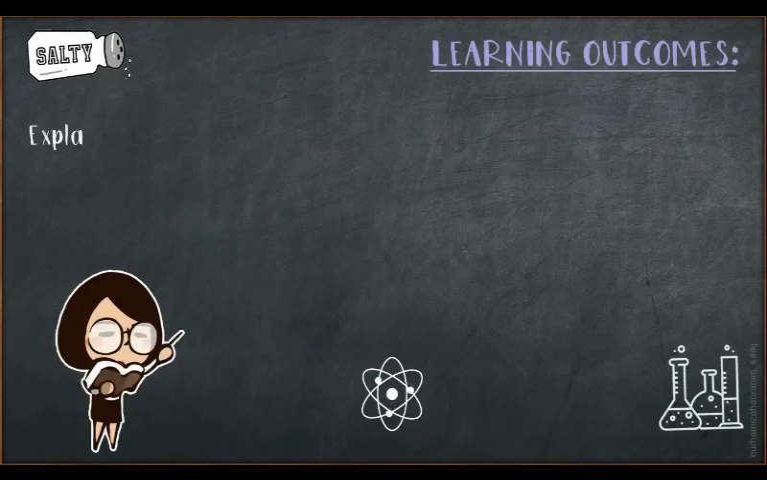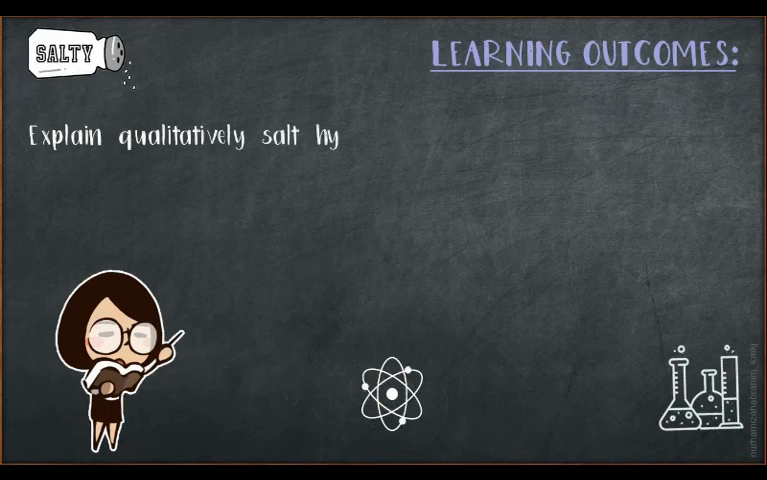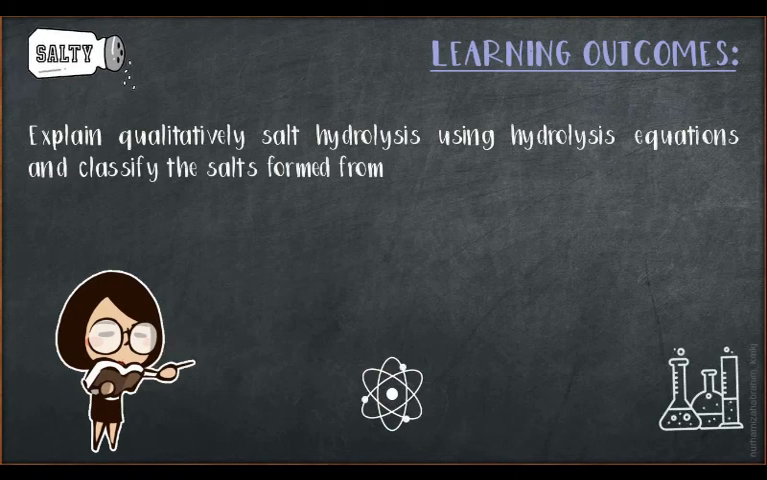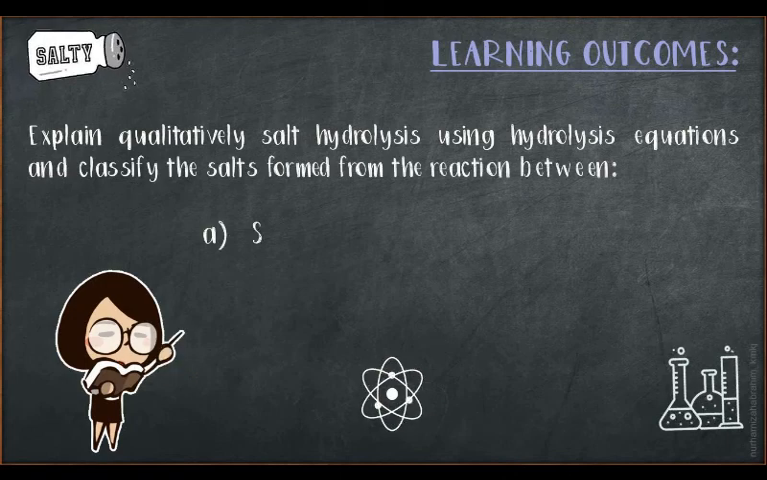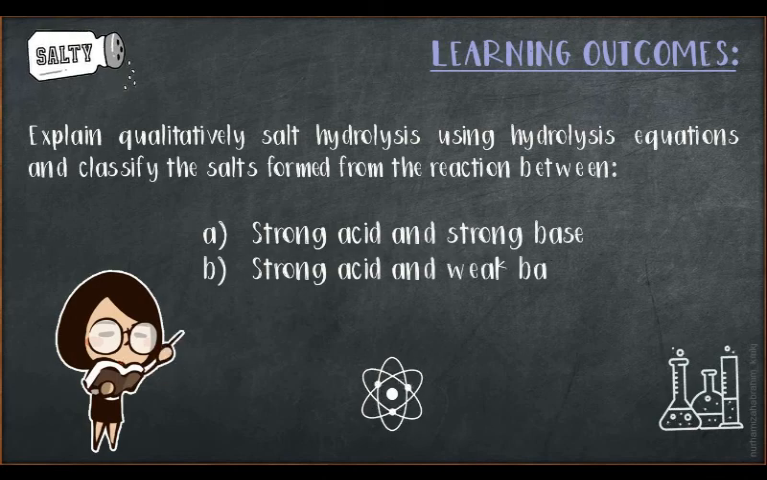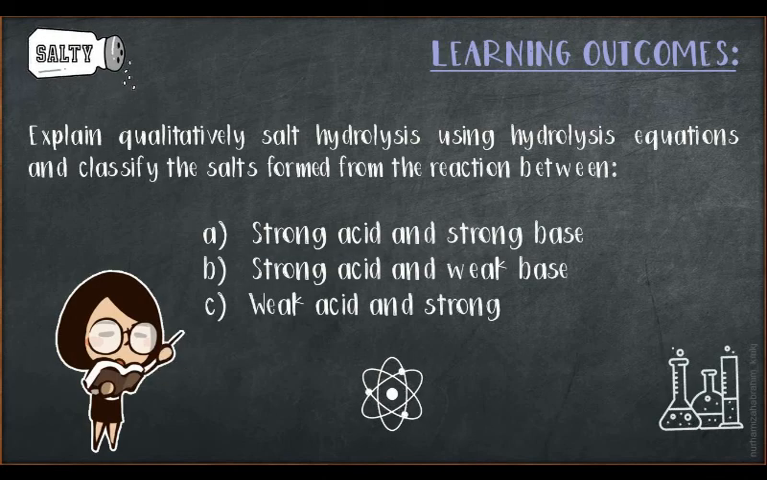The learning outcomes for this lesson are to explain qualitatively salt hydrolysis, using hydrolysis equations, and classify the salts formed from the reaction between A. strong acid and strong base, B. strong acid and weak base, C. weak acid and strong base. In this video you will learn about salts from strong acid and weak base.